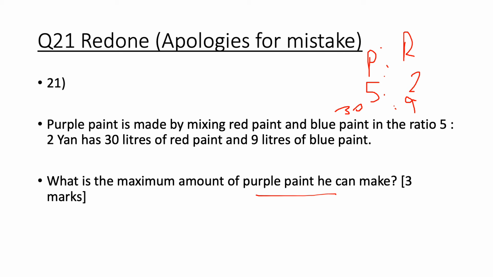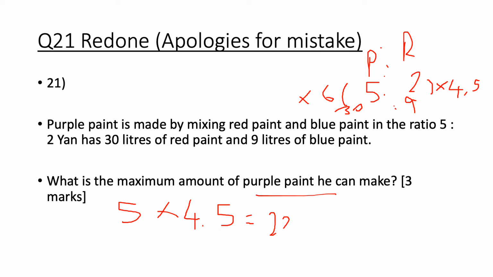Work out the max number of purple paint that he can make. Looking at my ratios here, 5 times 6 is 30, and 2 times 6 makes it 12 here, but it can't be 12, so 2 times 4.5, because that is the max number of red that I can have. So 5 times 4.5 is 22.5 liters of red paint.